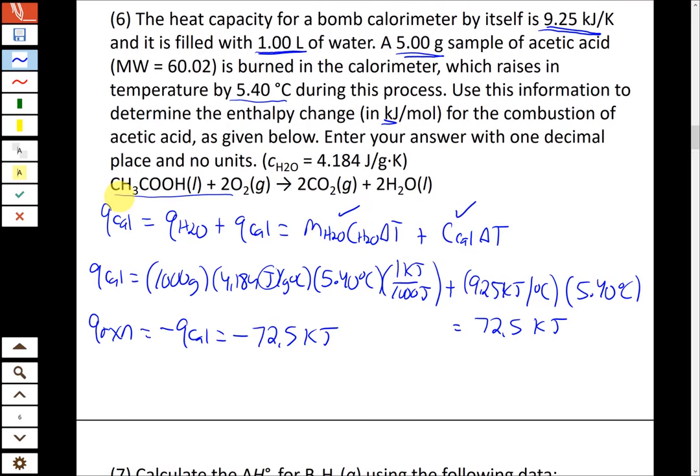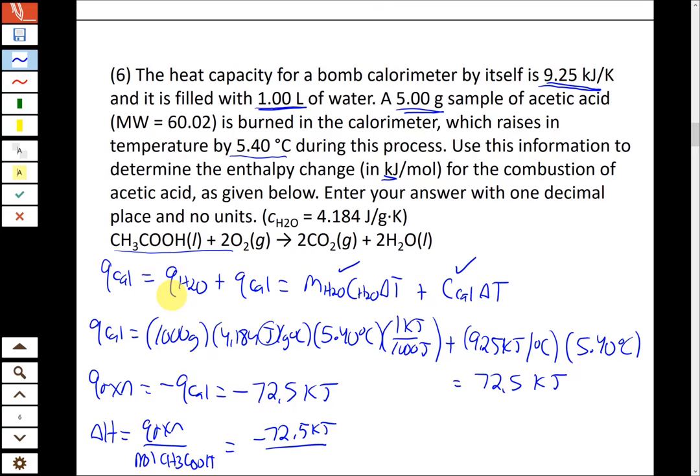So what we have to do then is find delta H for this reaction by taking the heat of reaction that we just found and dividing it by the moles of substance that we're burning, in this case acetic acid. So it's that number, negative 72.5 that we found, divided by moles of the substance. The amount we're given here, we're burning 5 grams, is where that number comes into play. So we need to convert that to moles first.